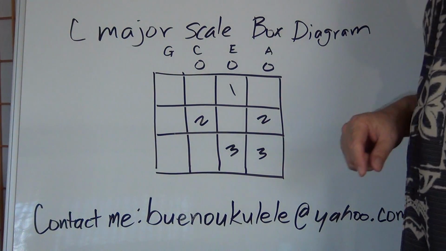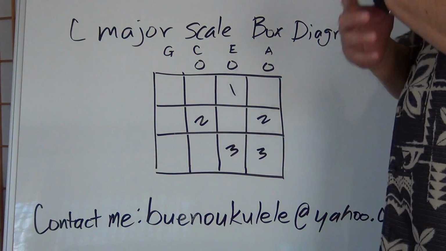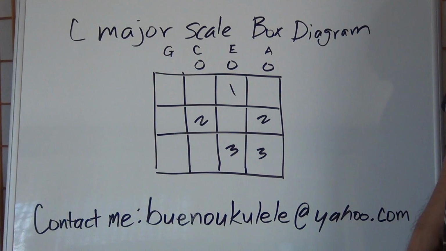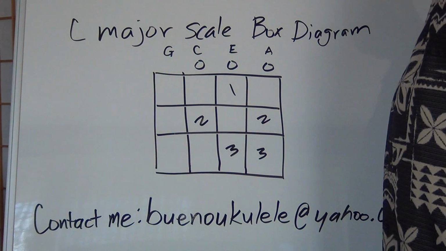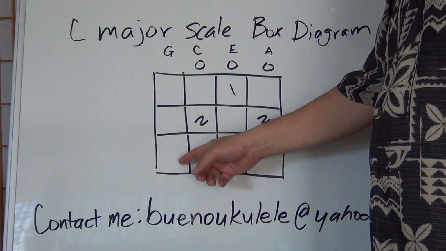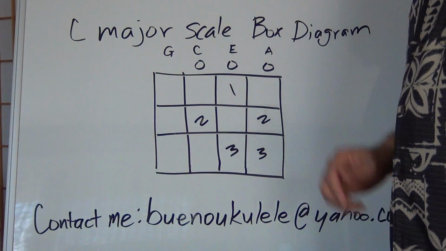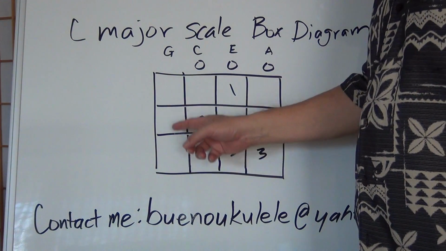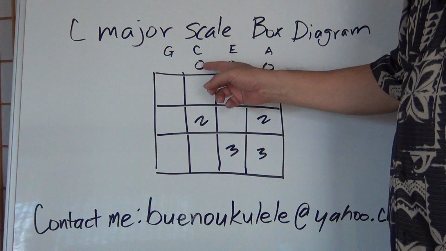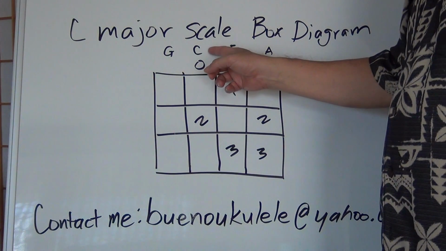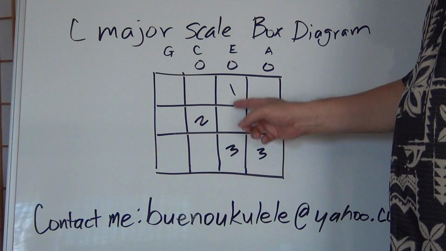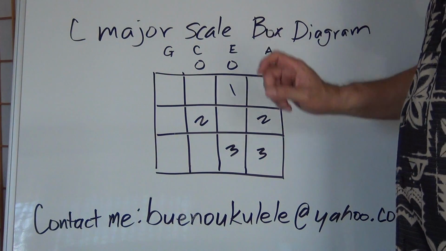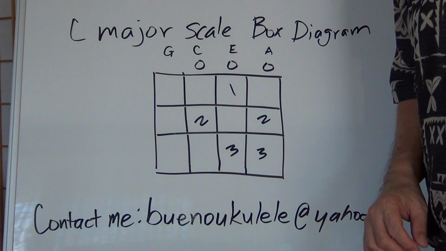So let's get started. If you notice at the top, and please follow along on your diagram as well, you see G, C, E, A. These are the open strings on your ukulele, and they represent the columns, which are your strings. So each column is a string. This first column is your G string. Next column is your C string. Next column is your E string, and lastly the last column is your A string. Okay, so those are the representations for strings.